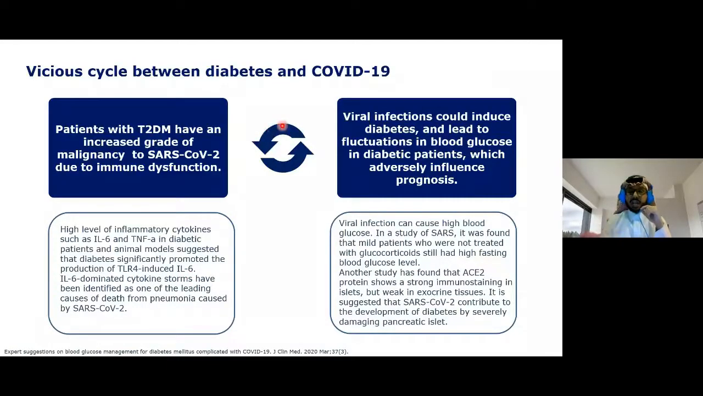Now there is another theory showing that viral infection could induce diabetes or lead to fluctuation in blood sugar in diabetic patients, which adversely influences the prognosis. So viral infection like COVID will induce diabetes or worsen diabetes. And again, type 2 diabetes carries a higher risk of COVID, and vice versa. It's like a cycle. The virus infection can cause high blood sugar. A study found that mild patients not treated with glucocorticoids still had high fasting blood sugar. Another study also says that inflammatory markers contribute to the development of diabetes by damaging the pancreatic islet. So it's like a cycle.